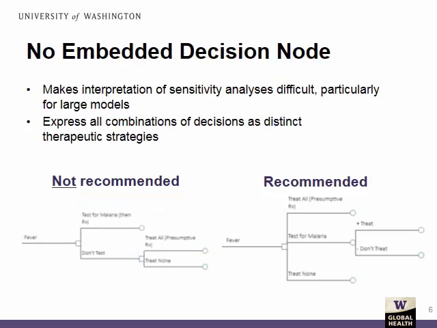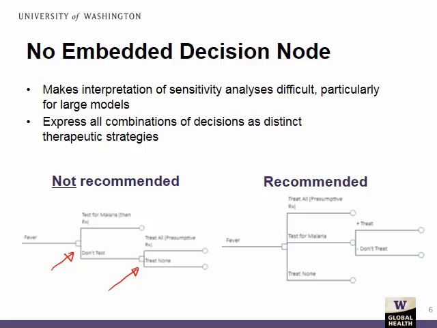The next recommendation is not to embed a decision node. Embedding a decision node means having an initial decision node and a new decision node after the first decision node. The recommendation is to express all combinations of decisions as distinct therapeutic strategies. That means having a single decision node for each model. This makes interpretation of the sensitivity analysis easier, and this is even more important if you have large models.